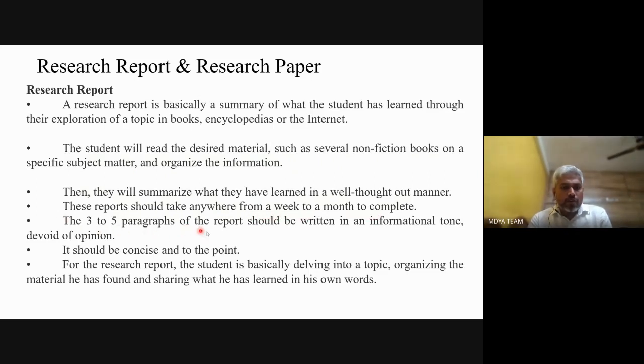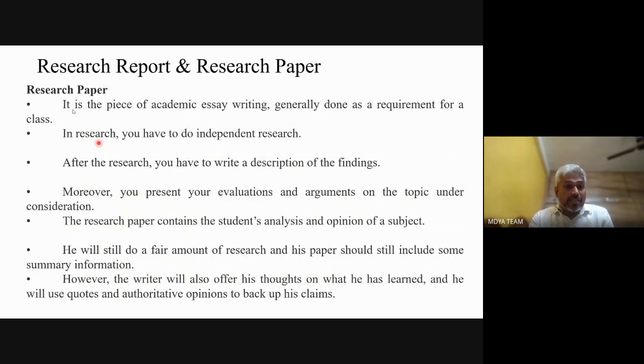Three to five paragraphs of the report should be written in an informational tone, devoid of opinion. It should be concise and to the point. For the research report, the student is basically delving into a topic, organizing the material he has found, and sharing what he has learned in his own words. This is about the report. And research paper. See, a research report is just a document in which you give whatever you have learned and the manner in which you have completed your work.